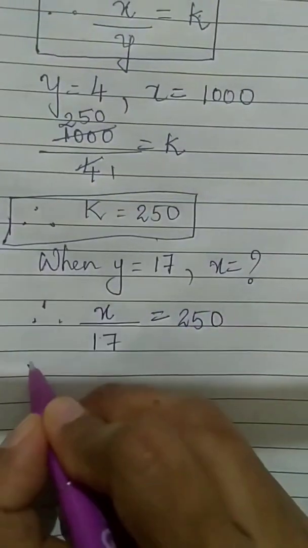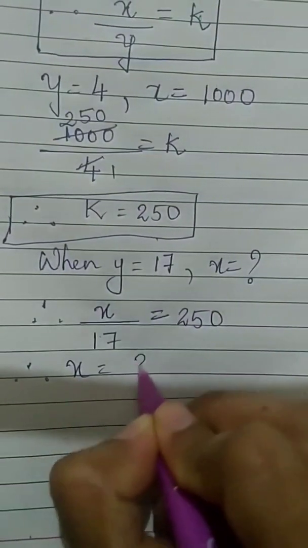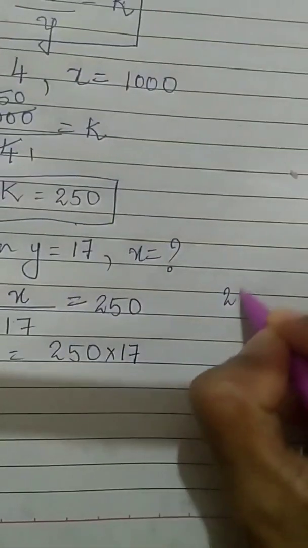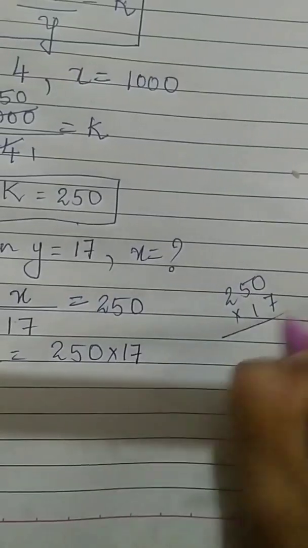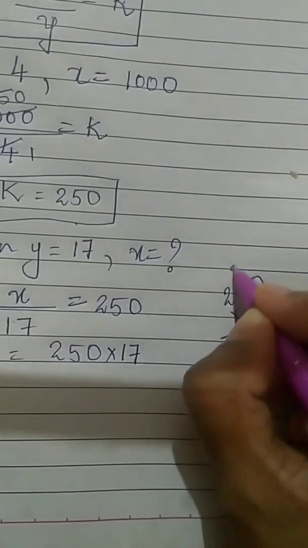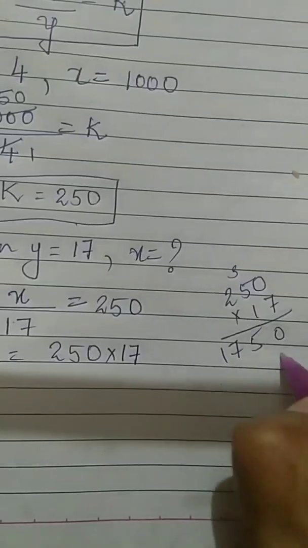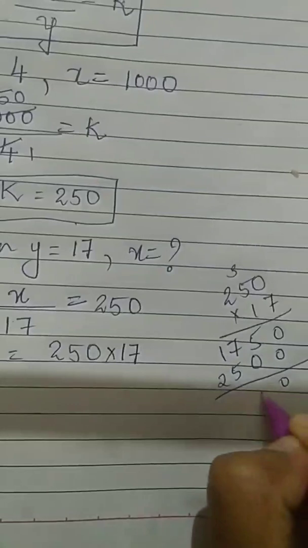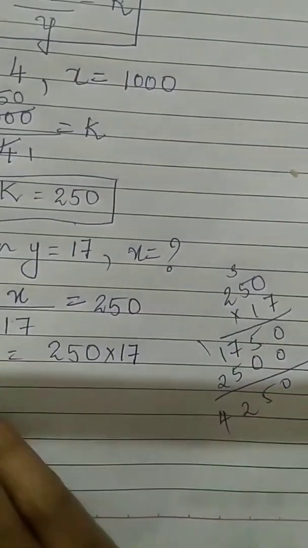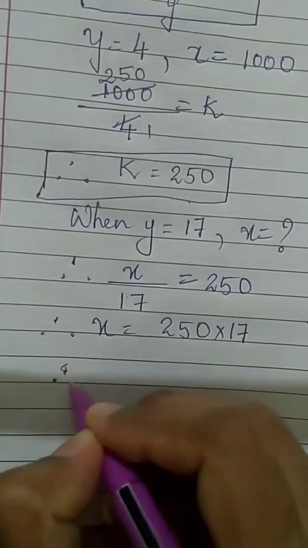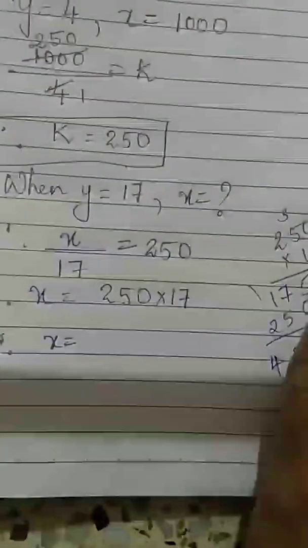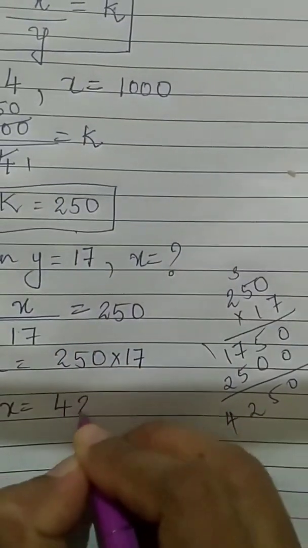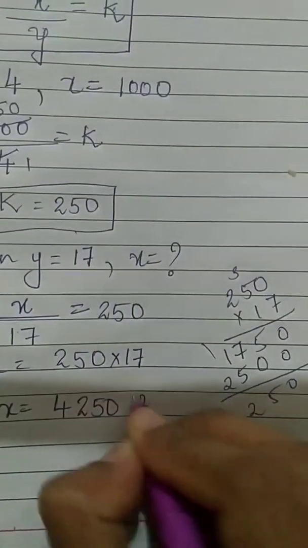Cross multiply, so therefore X is equal to 250 into 17. Multiply, working column, 250 into 17. 7 zeros are 0, 7 fives are 35, carry 3, 7 twos are 14, 17. 1 zero is 0, 5 and 5, 2 ones are 2, 1. So we got 4250. Please check. You also calculate and see. Sometimes I make calculation mistakes. 4250. So we got 4250 rupees.